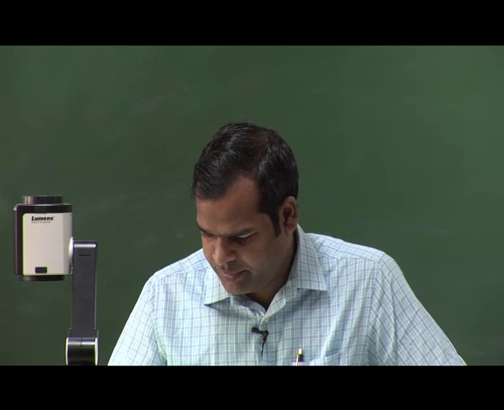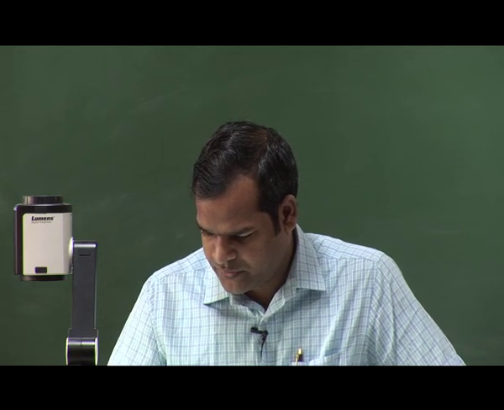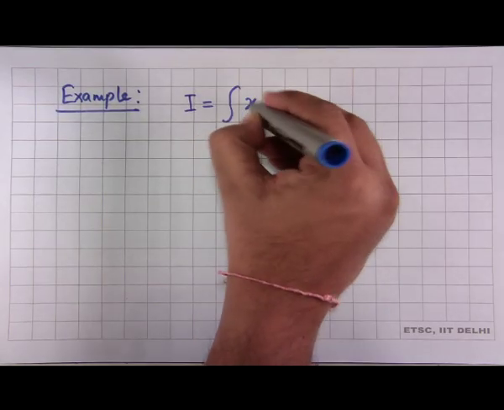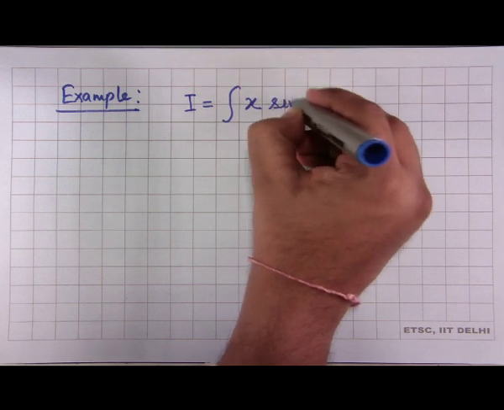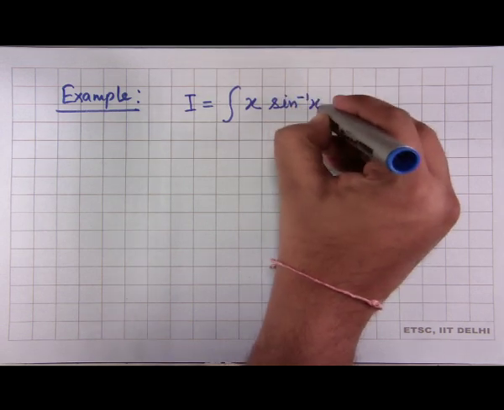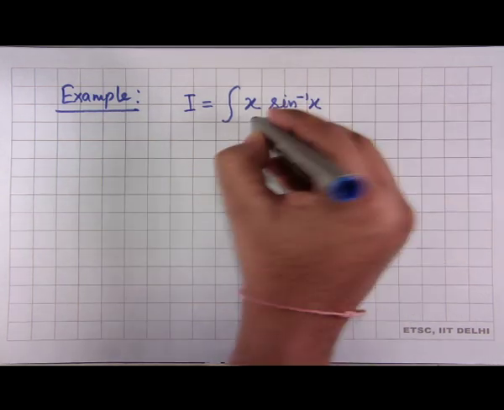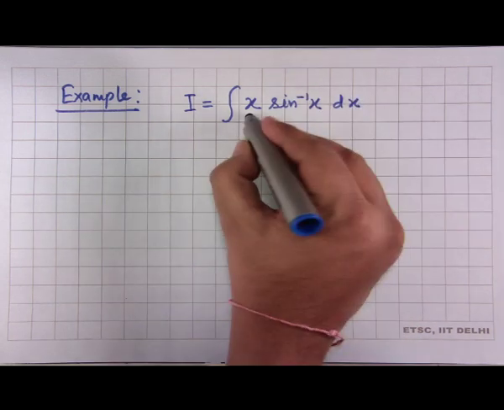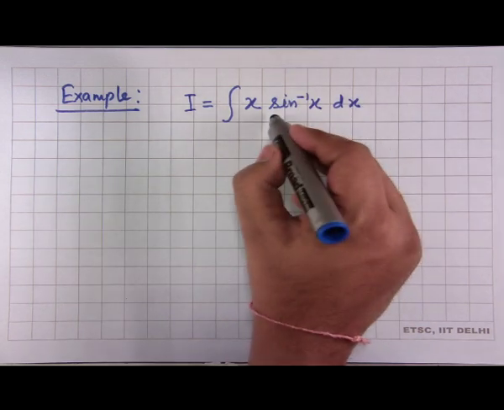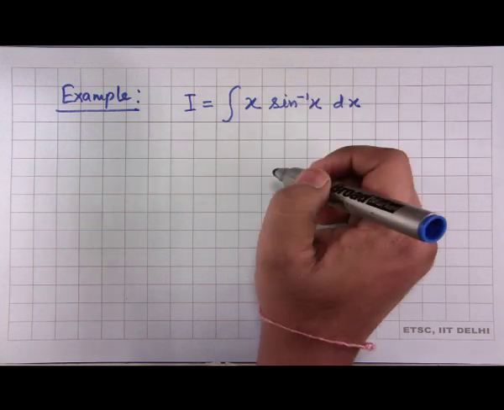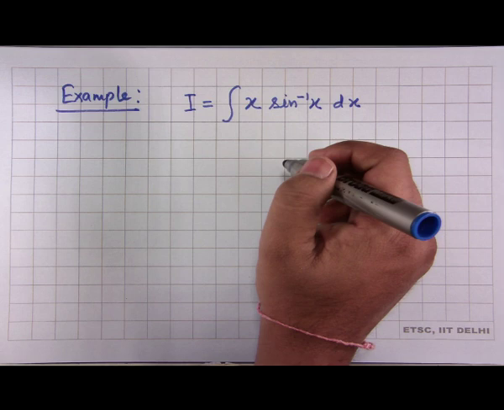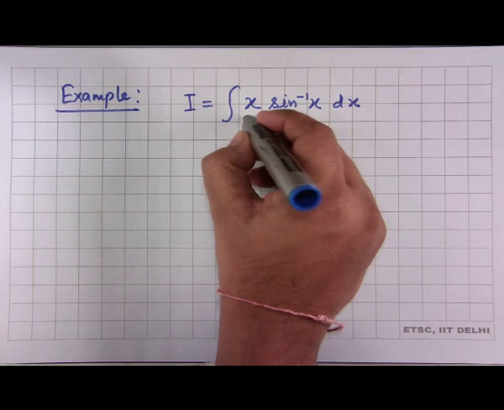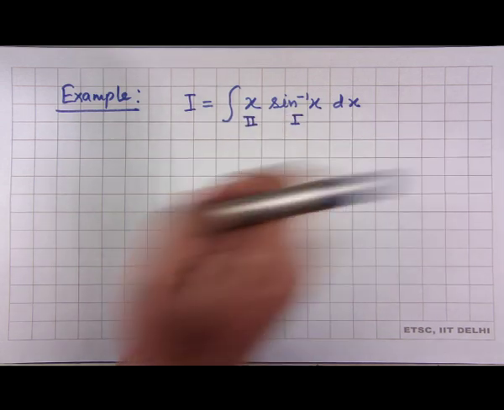I will give you another example here. Suppose that we have to find out the integration of x sine inverse x. So, this involves an algebraic function and an inverse trigonometric function. With the previous experience, we know that integration of sine inverse x will be troublesome. Therefore, we will call this sine inverse x the first function and this x the second function.